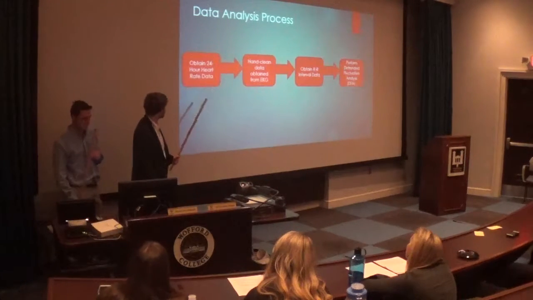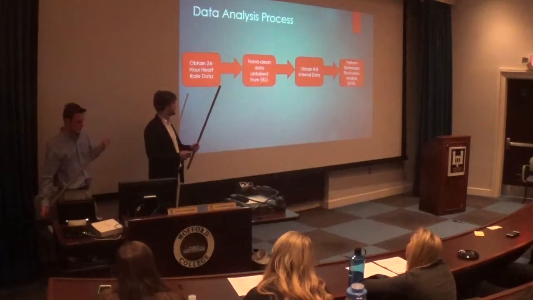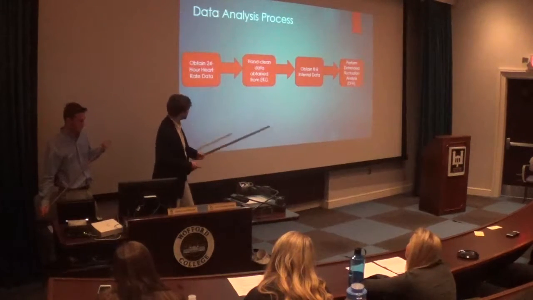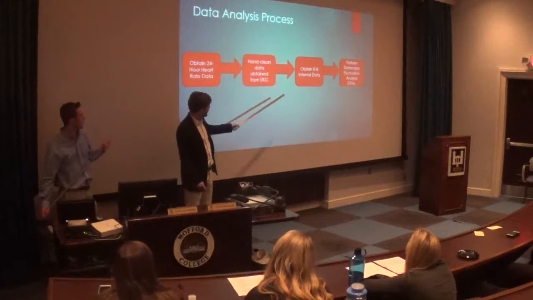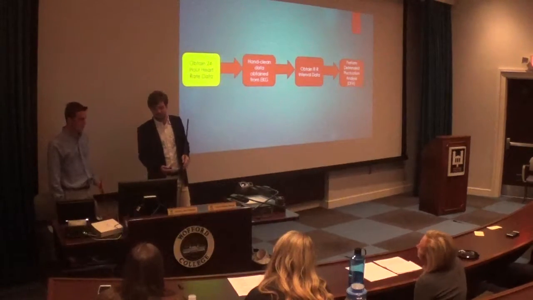We obtained the 24-hour heart rate data, hand cleaned it and obtained the clean EKG signal, ECG signal. They mean the same thing. Then we obtained the RR interval data, and then we performed a detrended fluctuation analysis. So we're going to start with obtaining the heart rate data.